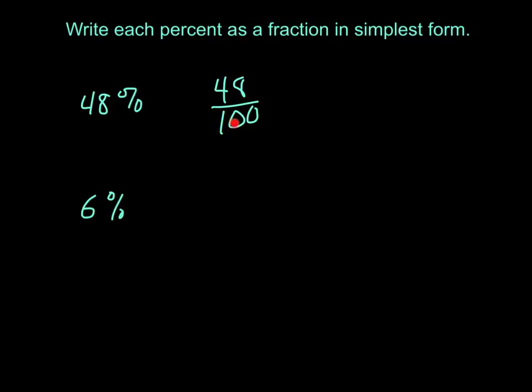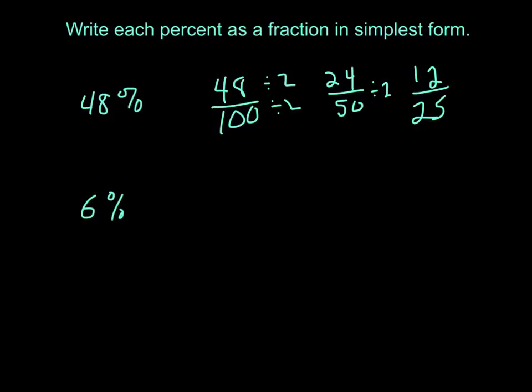So I see these are both even. Anytime I see a number is even, I know that I can divide it by 2. So now I'm at 24 out of 50, and they're both even, so I can divide each of these by 2, and I get 12 out of 25. And now the only number I can divide into the numerator and the denominator, that's the same number, would be 1, so it's in simplest form.